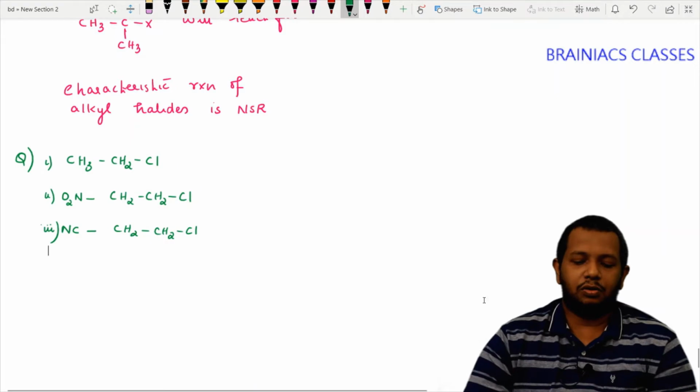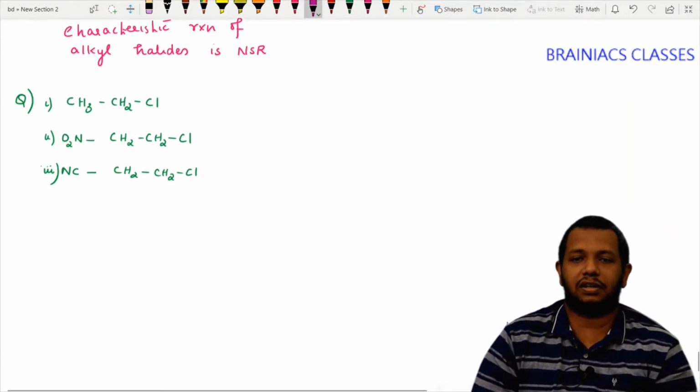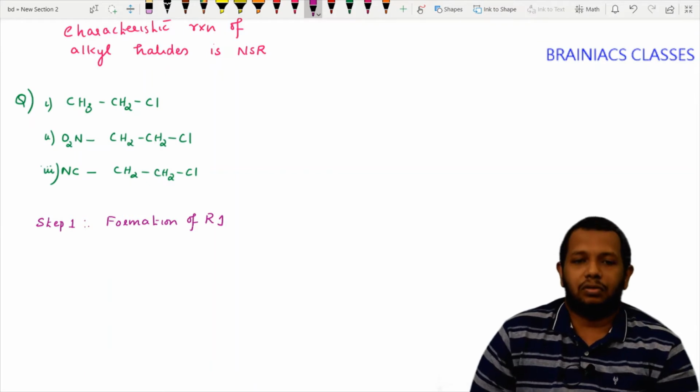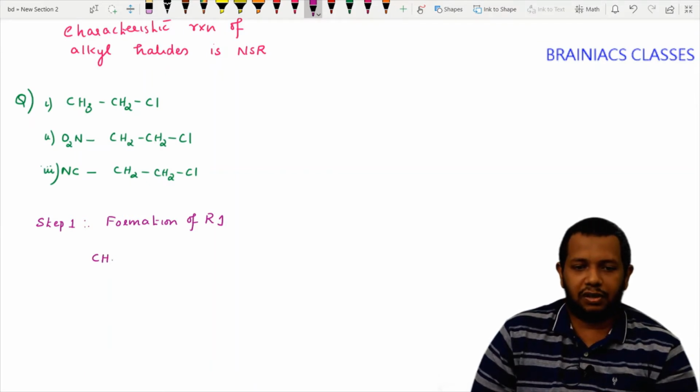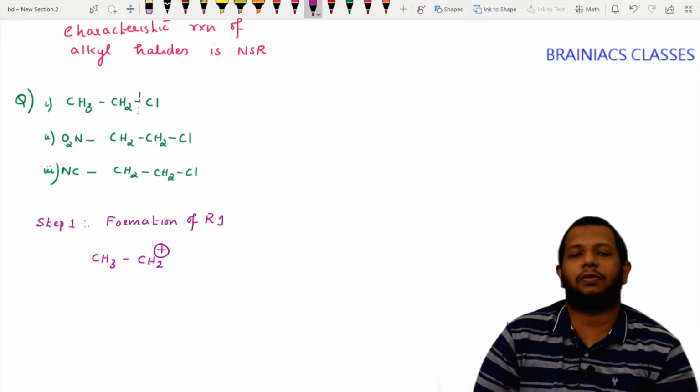Okay, to see the reactivity, what is step one? Step one is formation of the reaction intermediate. So let's take the first one. So here when chlorine is moved out, if chlorine is breaking, what will happen? CH3, CH2 plus will be formed. This is for the first one.